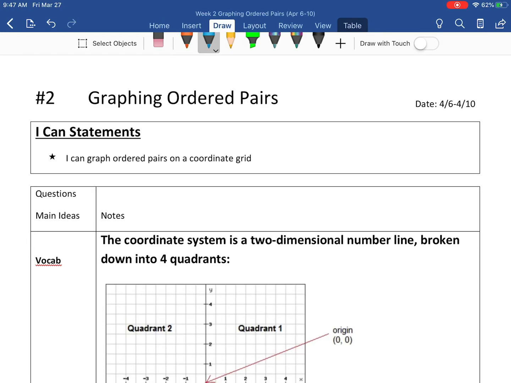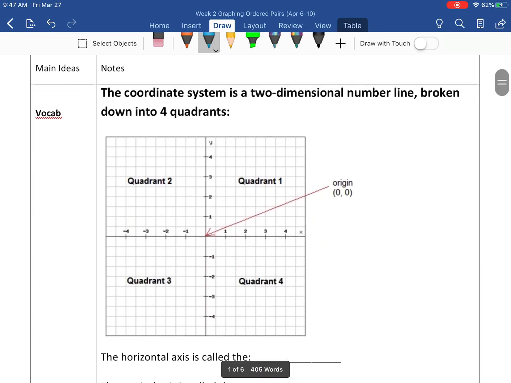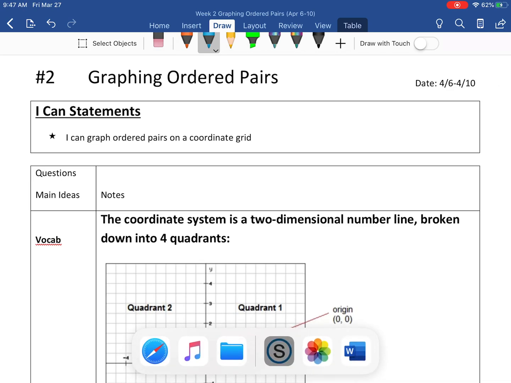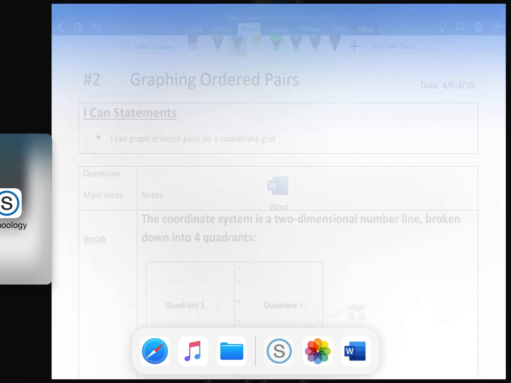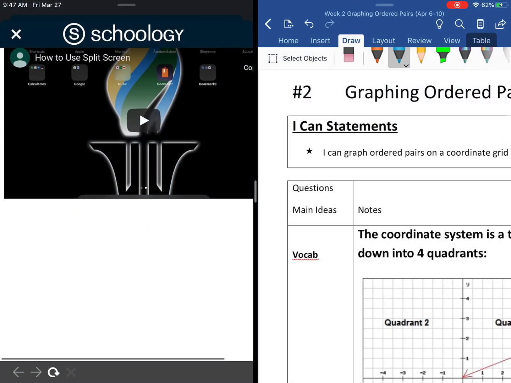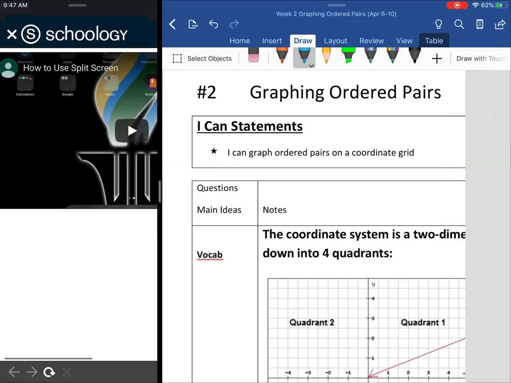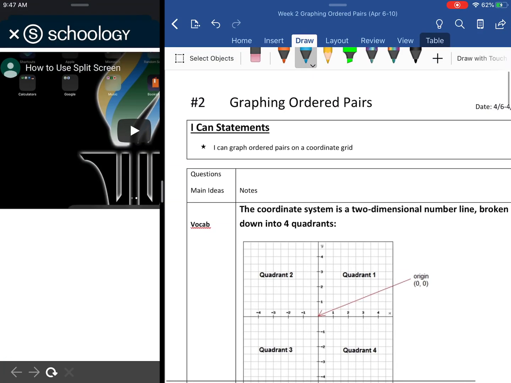Hello ladies and gentlemen. So today we're going to look at our notes for week 2, which is graphing ordered pairs. So just a reminder of how you should be doing this. Here I have my notes document open from the assignment, the graphing ordered pairs assignment in Schoology. And then I should be using my split screen, in order to watch the video on one side and take my notes on the other side. Okay, so that's what you should be doing.